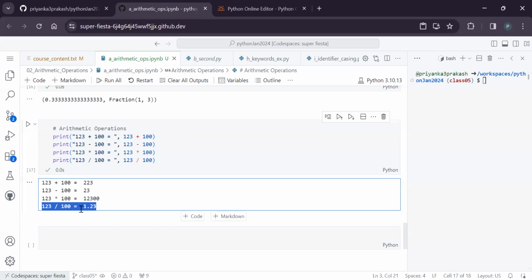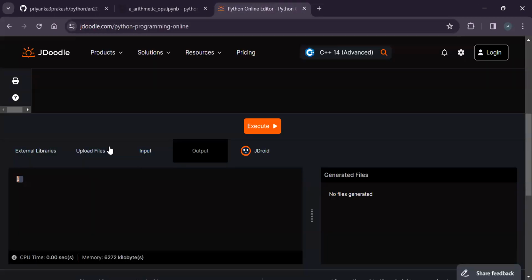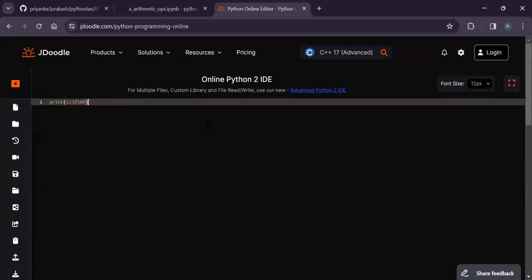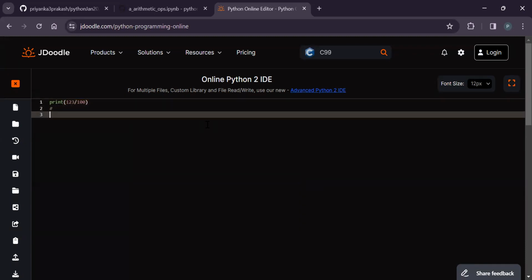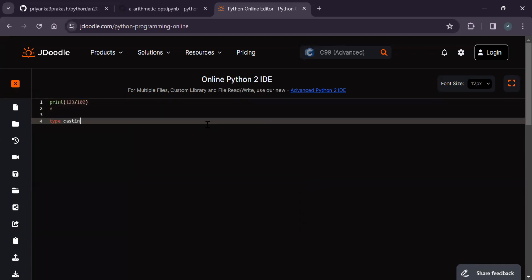So generally, 123 by 100 means what? You should get 1.23, right? But here you get 1 only. Why? That is a problem in Python 2. There is a concept called typecasting. Now you need not even worry about it. Just know it is history.